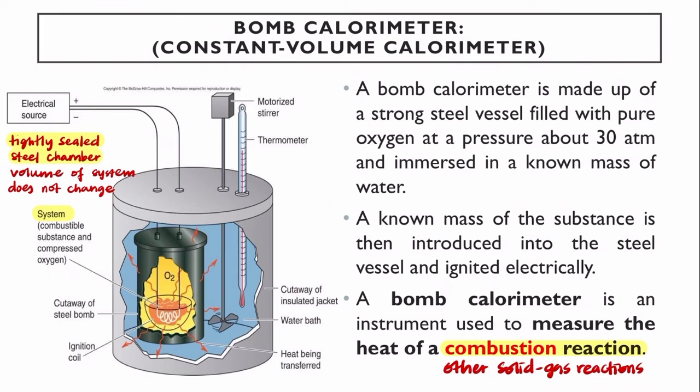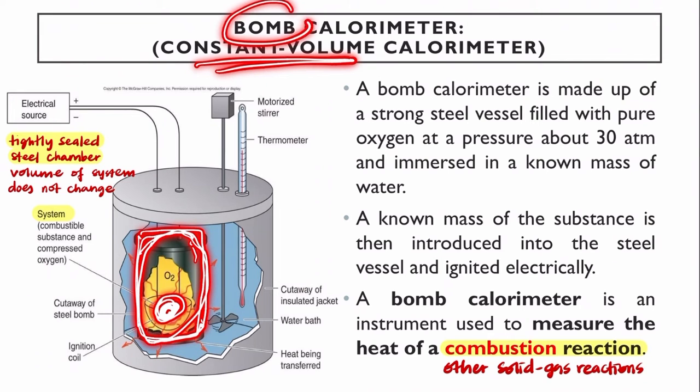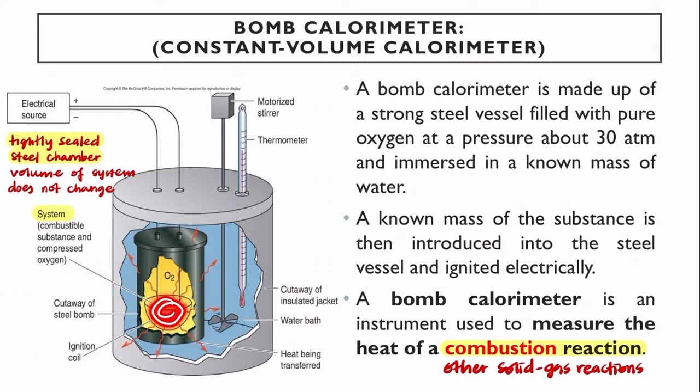How do we use this bomb calorimeter? Basically, let's say we have a combustion reaction, combustion of a substance. So your substance will be put in this tightly sealed steel chamber. Our system is in here, and because of this steel chamber, it has constant volume. That's why we call it constant volume calorimeter for bomb calorimeter. So when we burn our substance in here in excess oxygen, your heat of reaction will be released. So it will be absorbed by water and calorimeter.